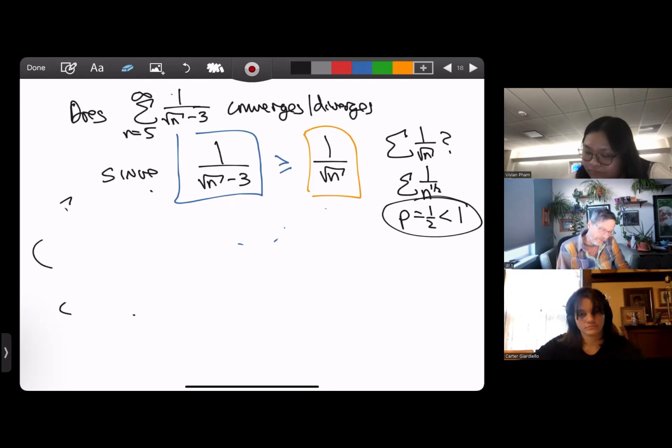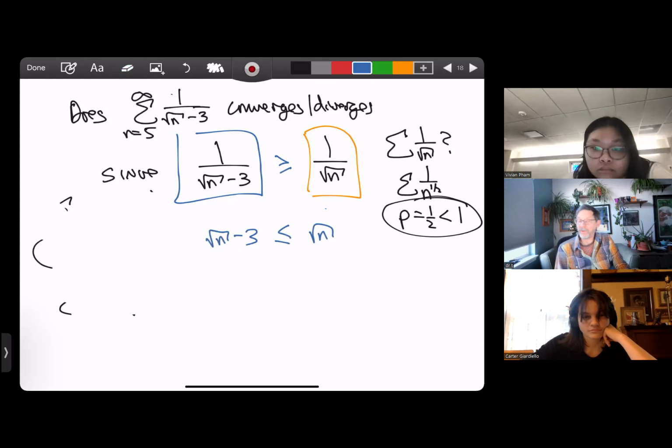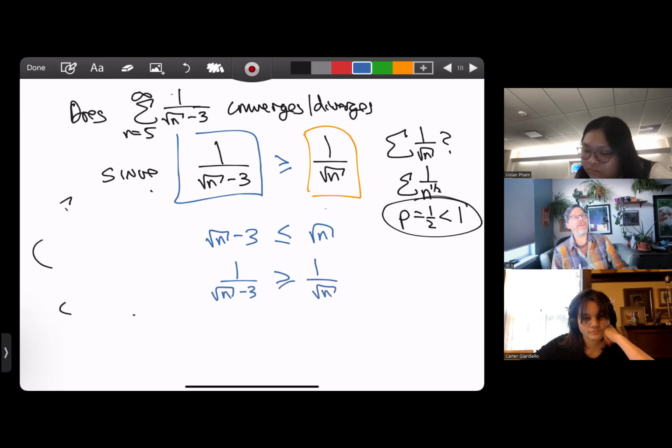Now, let me show you one other way, because it's good to have different ways to think about these things. Surely we would agree that this is true, that the square root of n is bigger than the square root of n minus 3. That seems obvious, right? And then you flip things, and when you flip them, you have to flip the inequality. It's a bunch of different ways to see that.